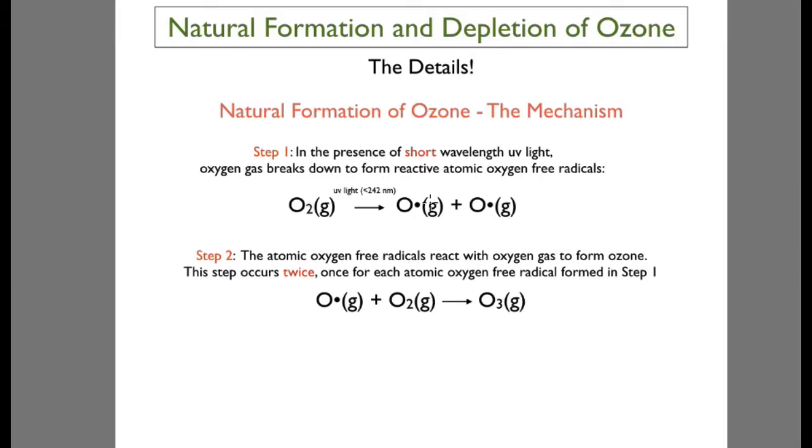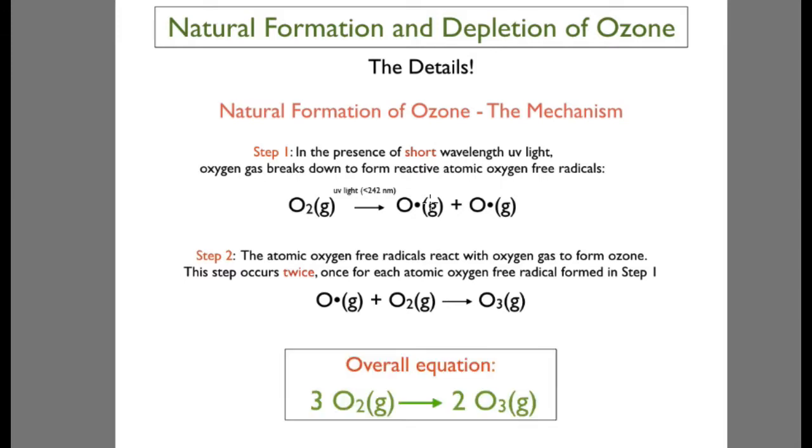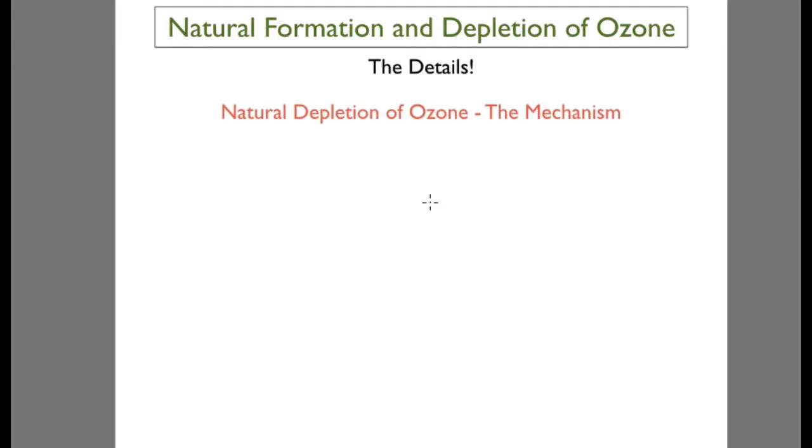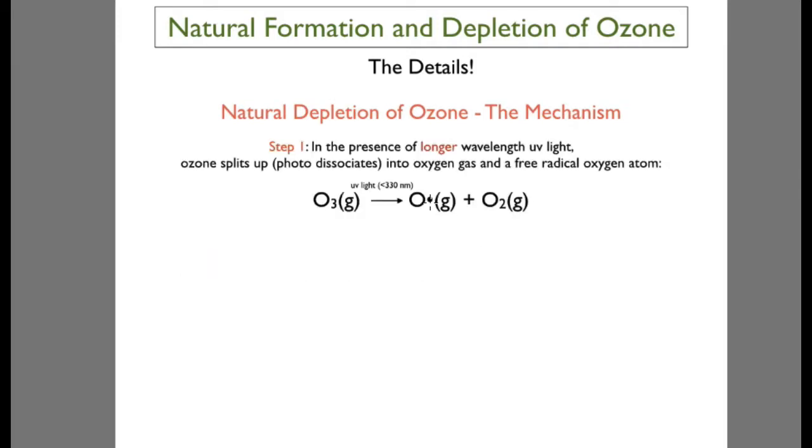The atomic oxygen free radicals react with oxygen gas to form ozone. This step occurs twice, once for each atomic oxygen free radical formed in step 1. So the overall equation is 3 oxygen gives 2 ozone. It's a balanced equation.